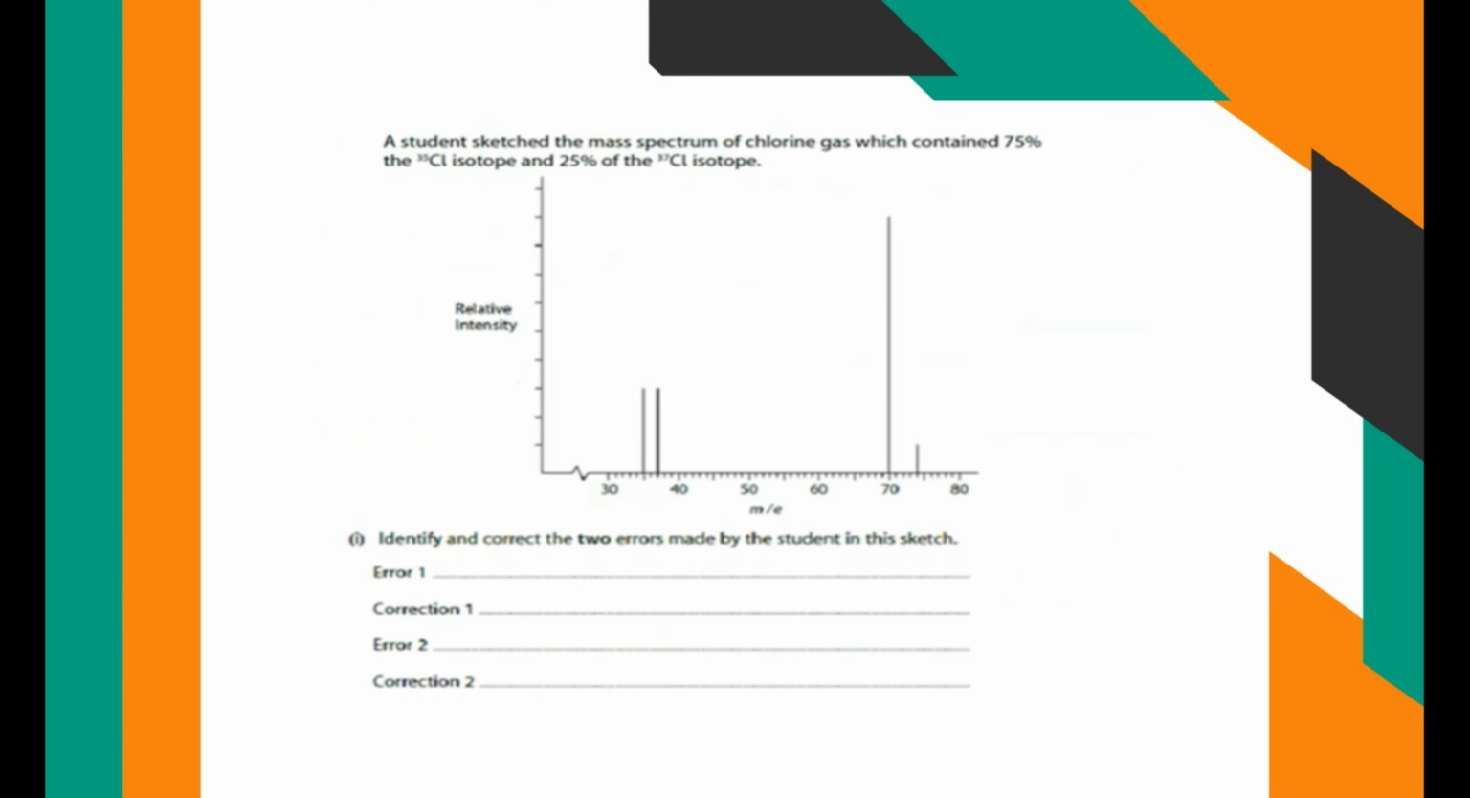A student sketched the mass spectrum of chlorine gas, which contains 75% of the Cl35 isotope and 25% of the Cl37 isotope. Identify and correct the 2 errors made by the student in the sketch. The monoatomic ion peaks are not of the same abundance, since Cl35 has 3 times the abundance of Cl37, so it should be thrice the height. And there is no peak at 72 for 35 to 37 Cl and 37 to 35 Cl. There should be a peak at 72, and the ratio should be 9 to 6 to 1 for the diatomic molecular peaks.